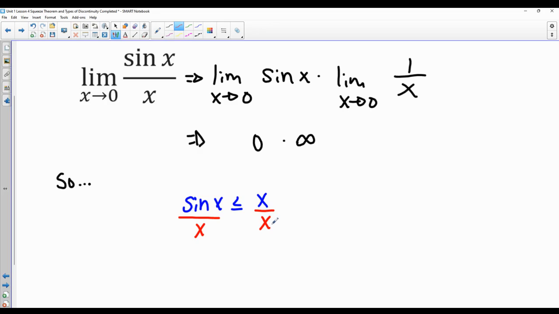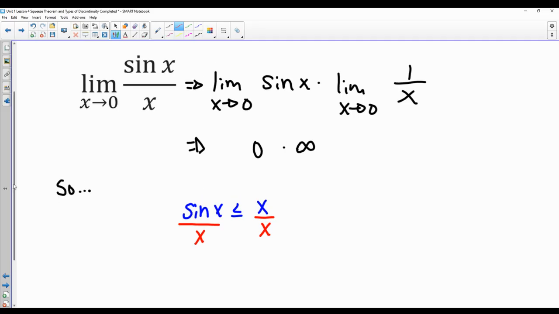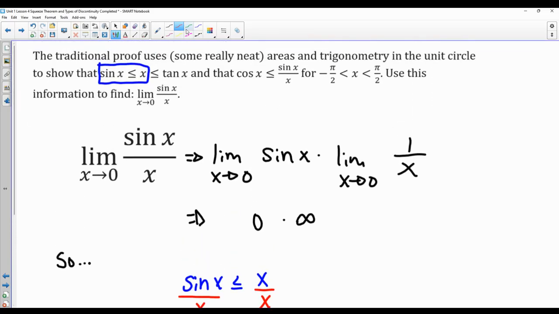You might be saying to yourself, but Mr. Kravakis, this is a squeeze theorem. We need a lower bound and an upper bound. Well, if we look at our second piece of information here, we are looking at the fact that sine of x over x has to be greater than cosine of x. So here is our lower bound.